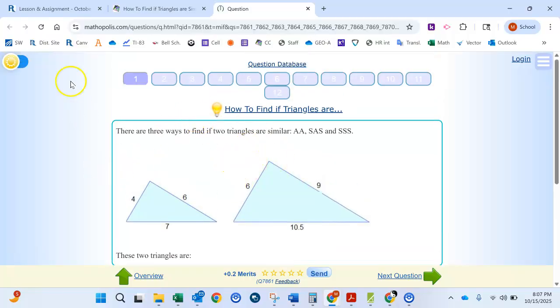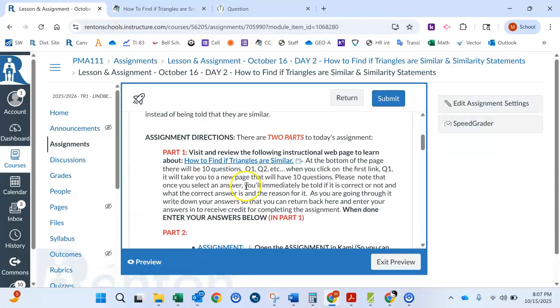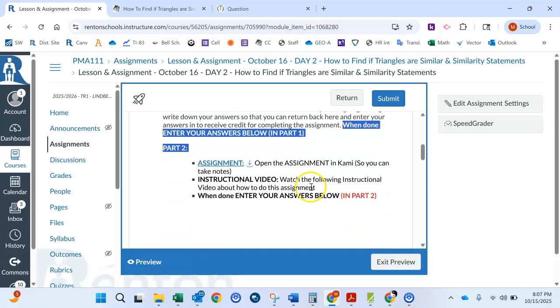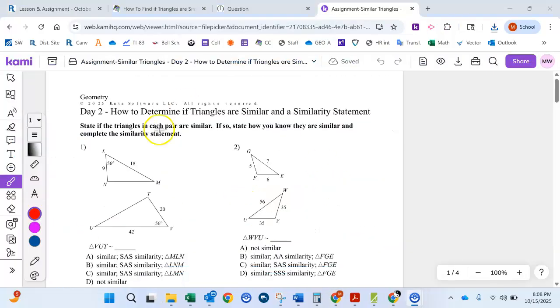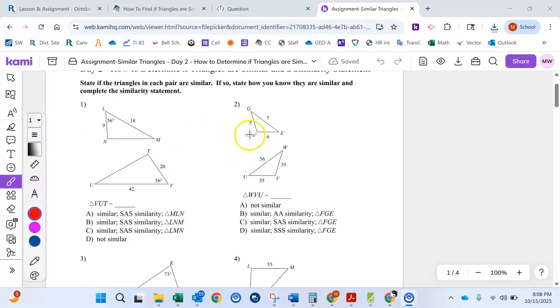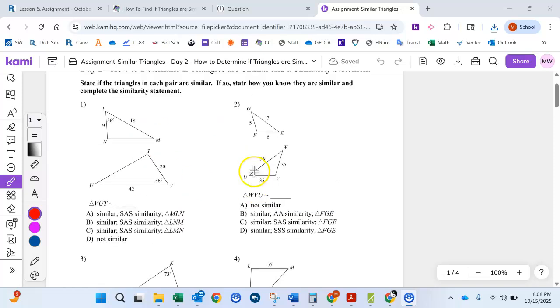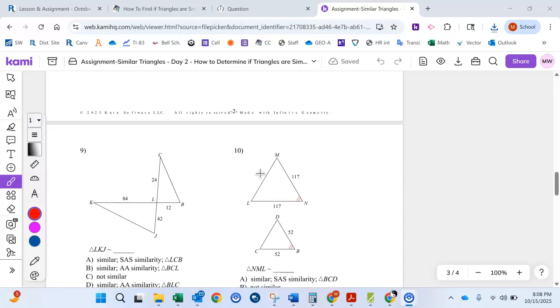When you're done, you're going to come back to the assignment and put the answers in part 1, like it says here. But you need to understand it because in the assignment is the next part, part 2. So you open this in Kami, and here we see the assignment. I'll do the first two with you, 1 and 2, and then there are going to be 10 questions that you can do.